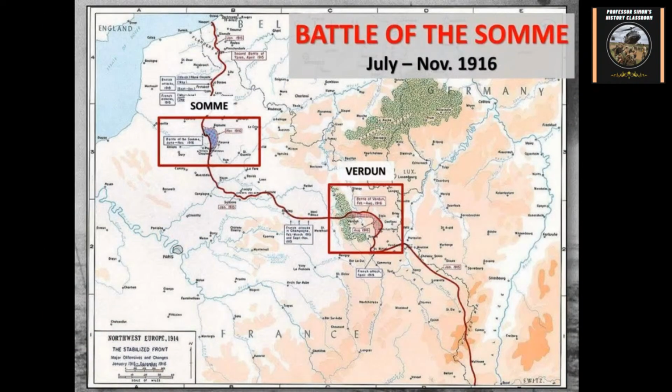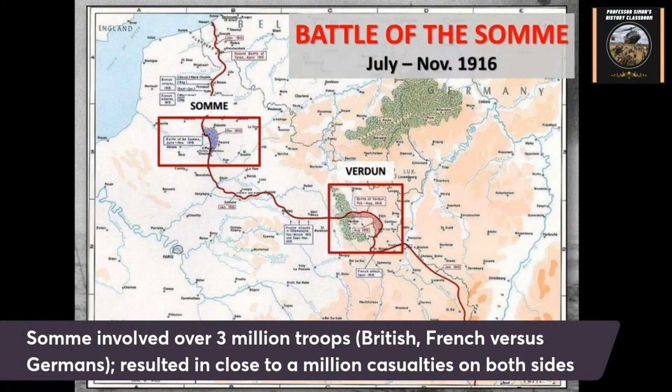The Somme is considered one of the bloodiest battles of World War One. Over 3 million troops were involved in the Battle of the Somme, which lasted like 5-6 months. It was the British, with some French involved, versus the Germans. They think the casualties on both sides combined was close to 1 million, so a little more than Verdun. There's kind of a debate about how many people were wounded and killed at Verdun, but 600,000 to 800,000, I think, may have been the range.